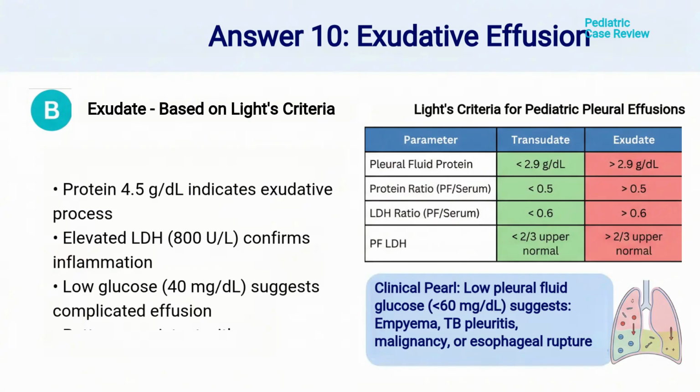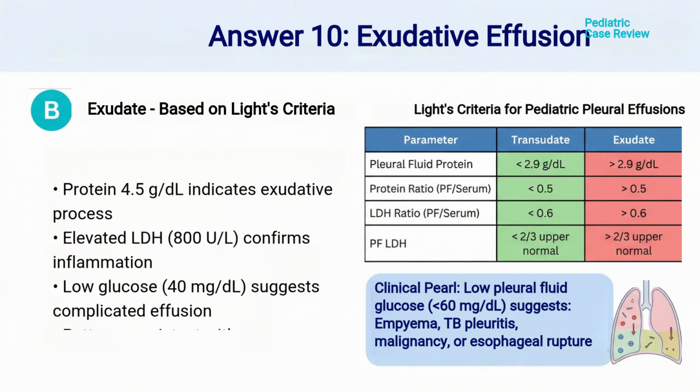Each parameter in this case points clearly to an exudative process. The protein of 4.5 grams per deciliter exceeds the exudate threshold of 2.9 grams per deciliter. The elevated lactate dehydrogenase of 800 units per liter confirms active inflammation. The low glucose of 40 milligrams per deciliter suggests a complicated effusion such as empyema, tuberculous pleuritis, malignancy, or esophageal rupture. The turbid yellow-green appearance is consistent with parapneumonic effusion or early empyema.